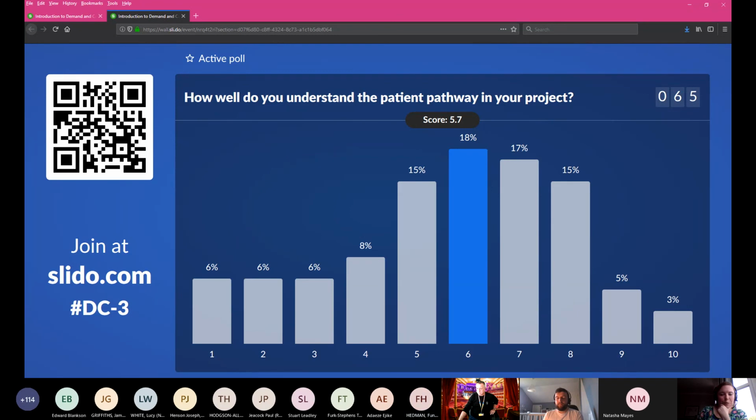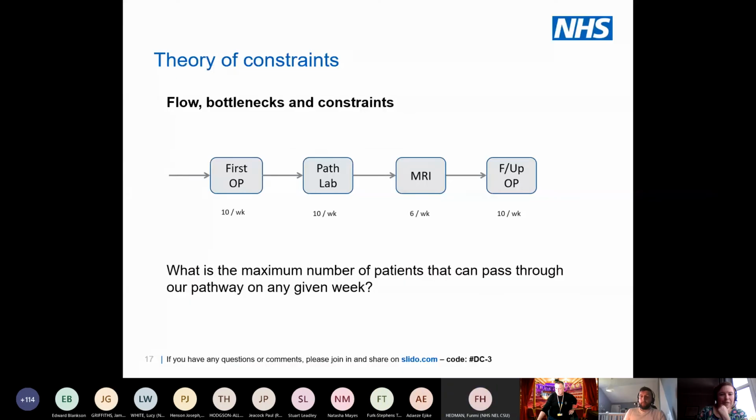Thank you for that. Thanks for everyone who's participated. It's really interesting to see where people are sitting.